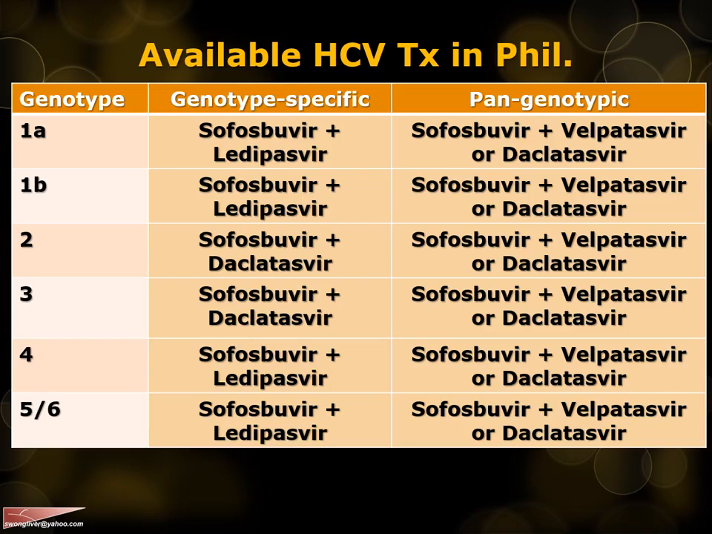Okay, so basically, if you want to be pangenotypic, meaning you don't even need to check for the genotype nowadays, then you use sofosbuvir plus velpatasvir. That will be the drug of choice. Daclatasvir can also be used, but usually it's velpatasvir plus sofosbuvir. Okay, so using these drugs nowadays, the chances of cure for hepatitis C are very high, more than 95, 99%.